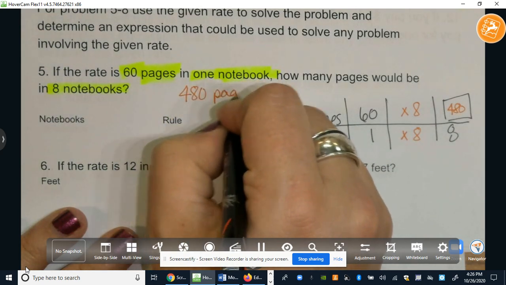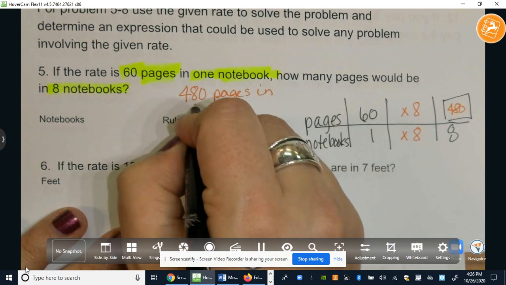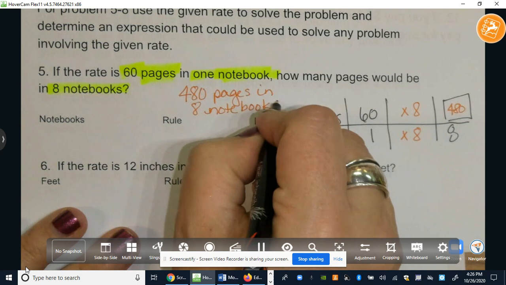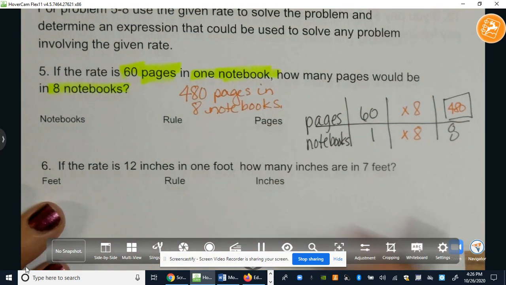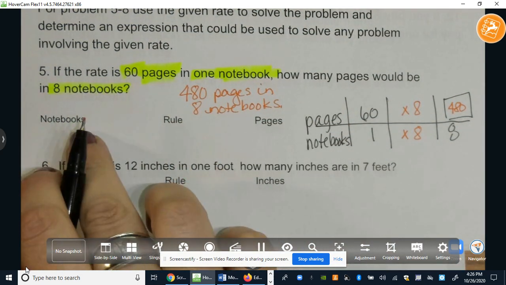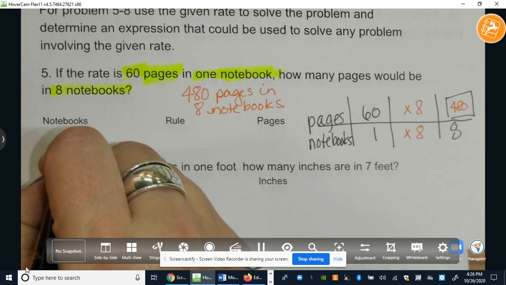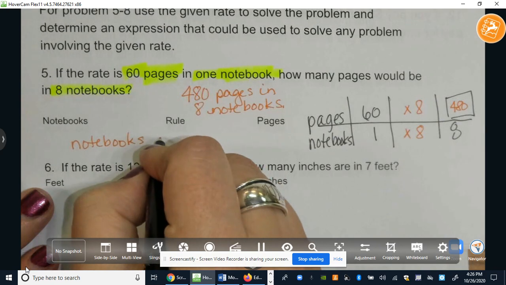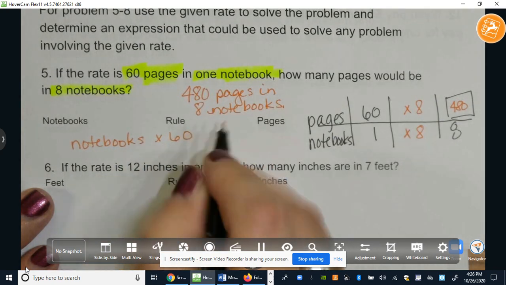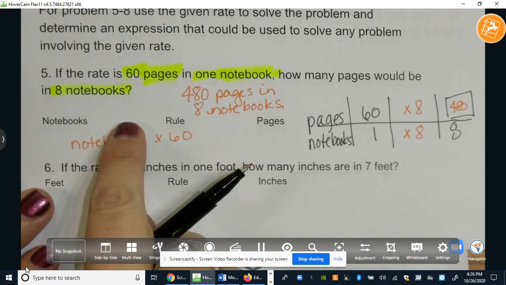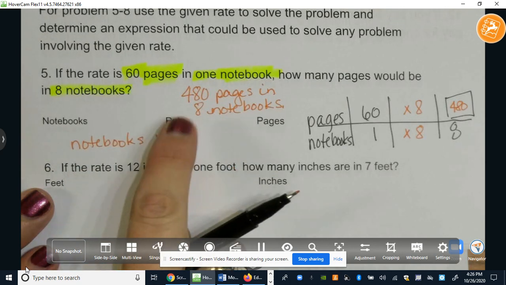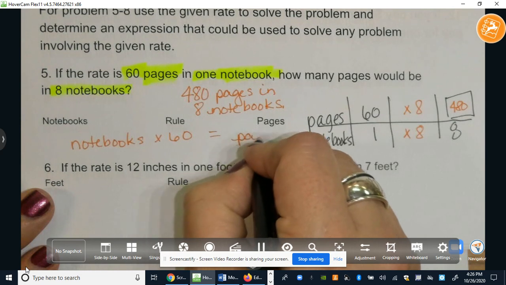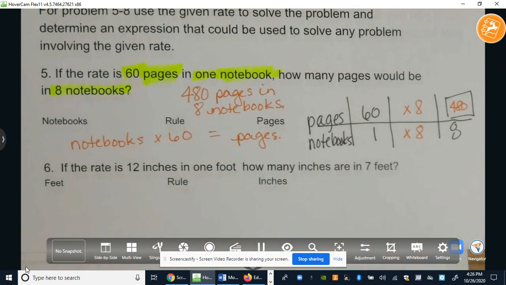Pages in 8 notebooks. So if we took this, we would say our notebooks, and the rule is to times it by 60, because no matter how many notebooks we have, we times it by 60, and that equals my pages. Okay?